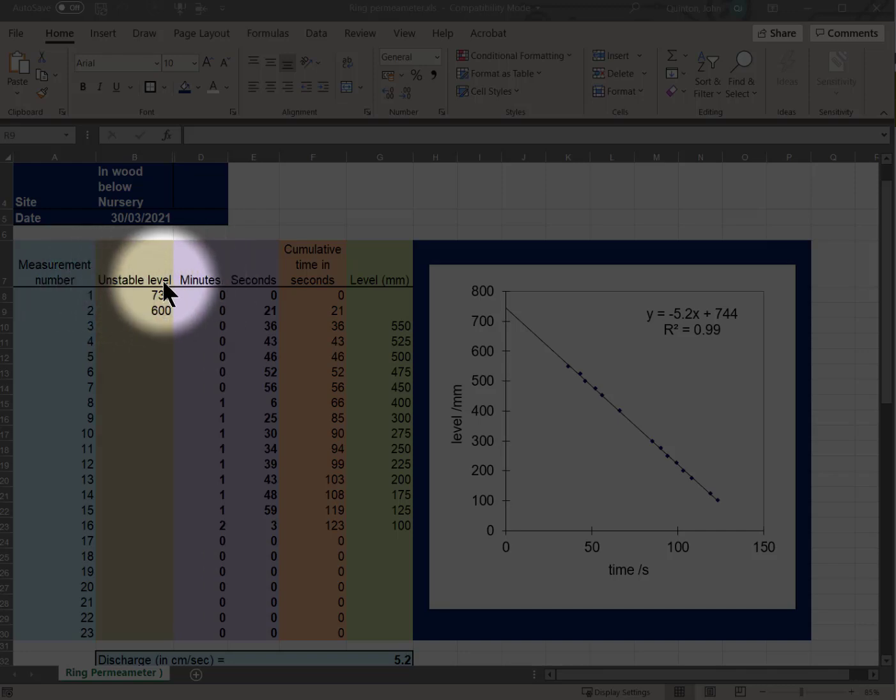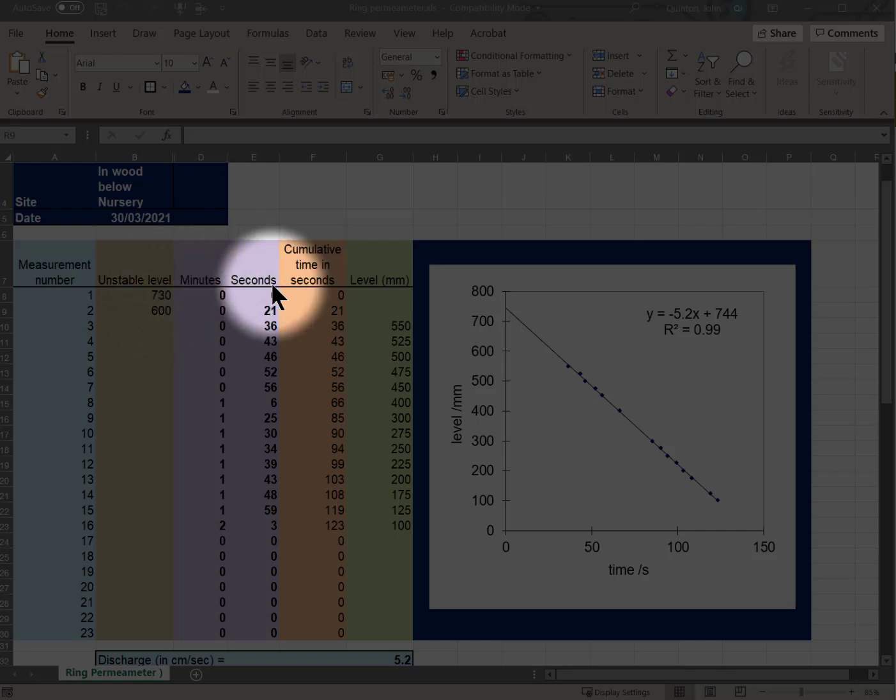We have a column here called unstable level. So these are the early measurements that we take before the level stabilizes. Often when you start these experiments, there's a big rush of water into the ring at the beginning of the experiment, and so the level is unstable. So we don't really want to use those in the calculations.